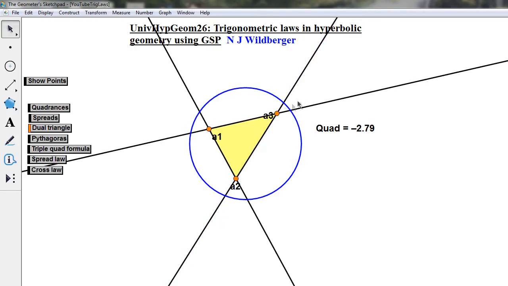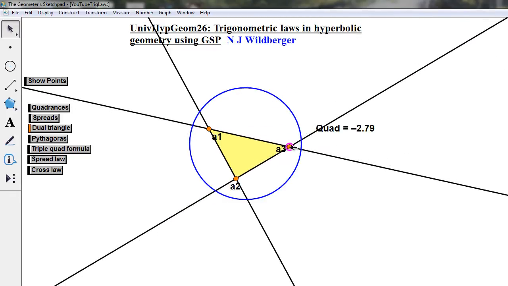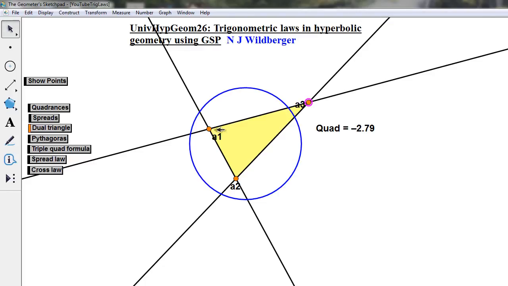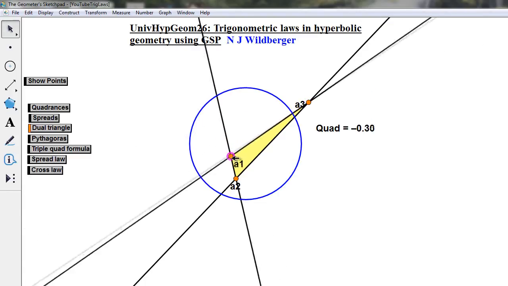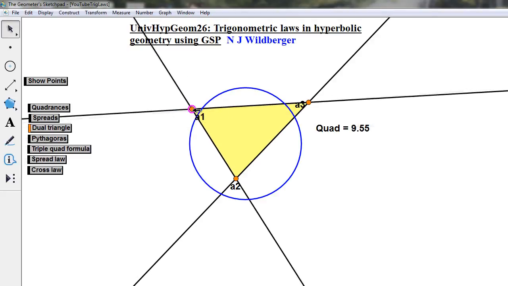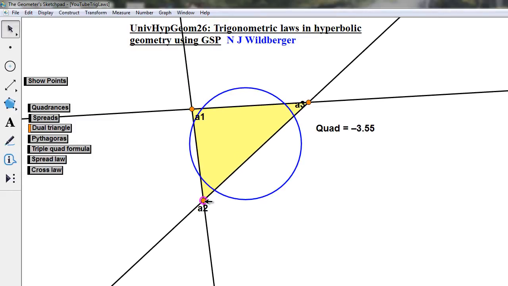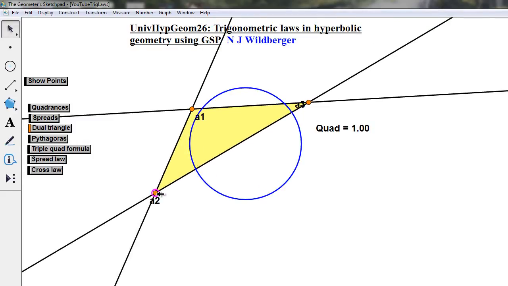If we move A3 around, well, the quadrance doesn't change as we would expect. The quadrance is negative if the 2 points are inside the circle, but if one of them moves outside, then the quadrance becomes positive. Well, not always positive. Here it's negative. Here it's positive again.